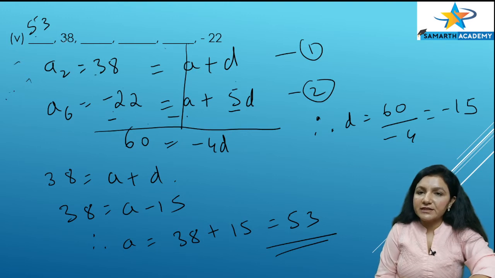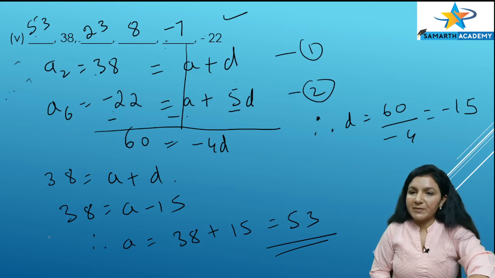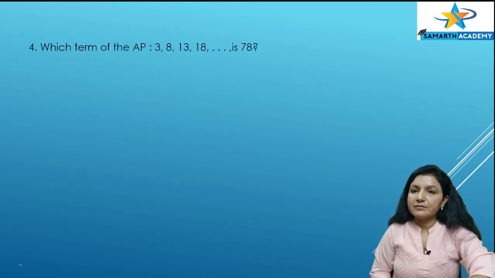53 minus 15 is 38. 38 minus 15 is 23. 23 minus 15 is 8. 8 minus 15 is -7. -7 minus 15 is -22. Therefore, these are the missing terms.